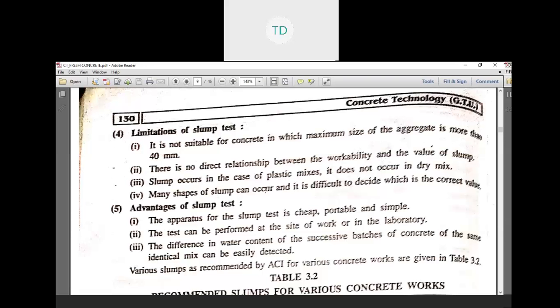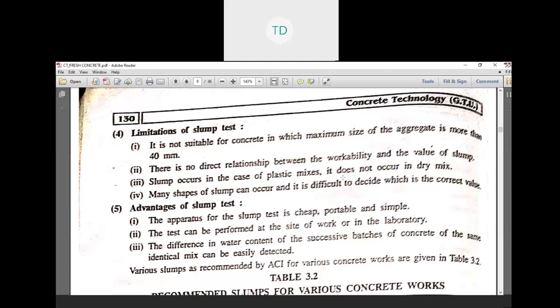Slump occurs in the case of plastic mixes. It does not occur in dry mix. Fourth, many shapes of slump can occur and it is difficult to decide which is the correct one. In the previous page, we saw some types of slump, but there are many types of slump. From those, only three types are commonly generated.